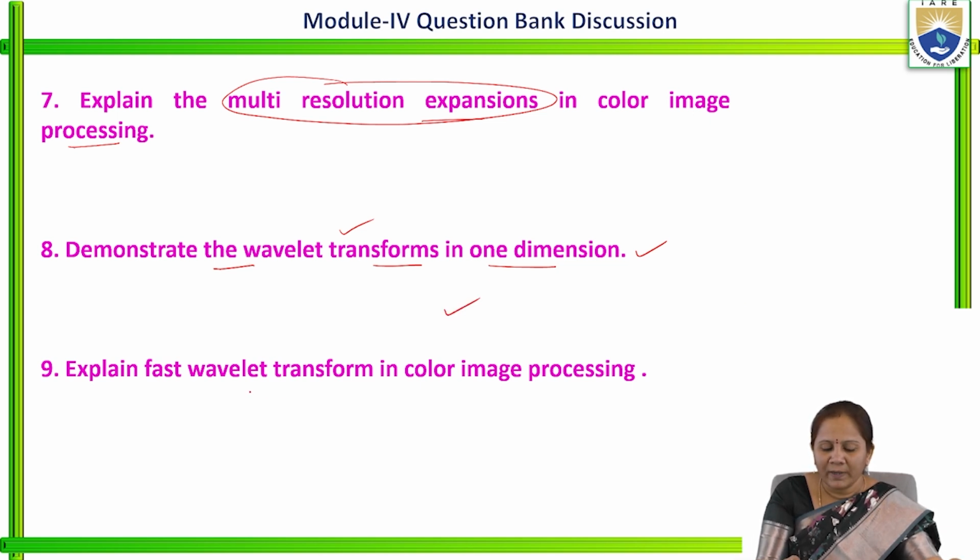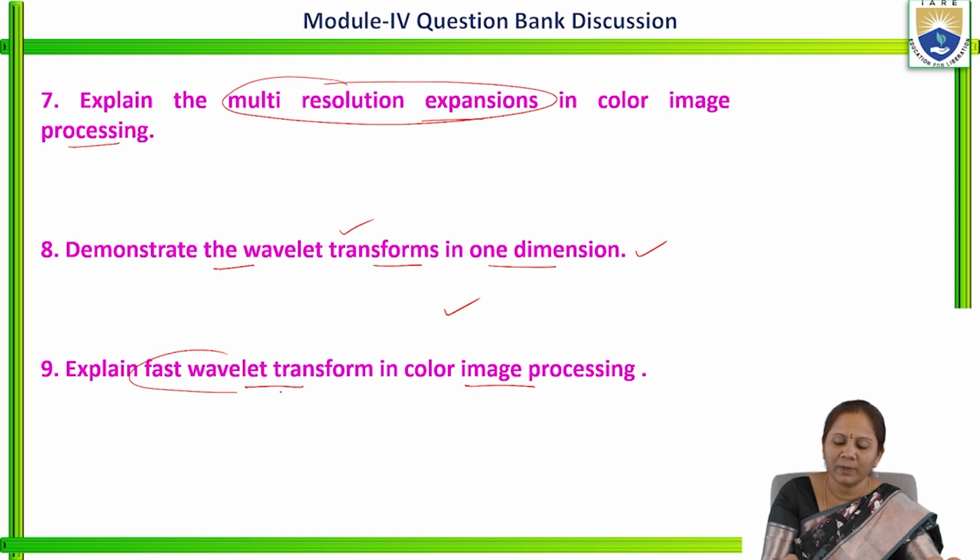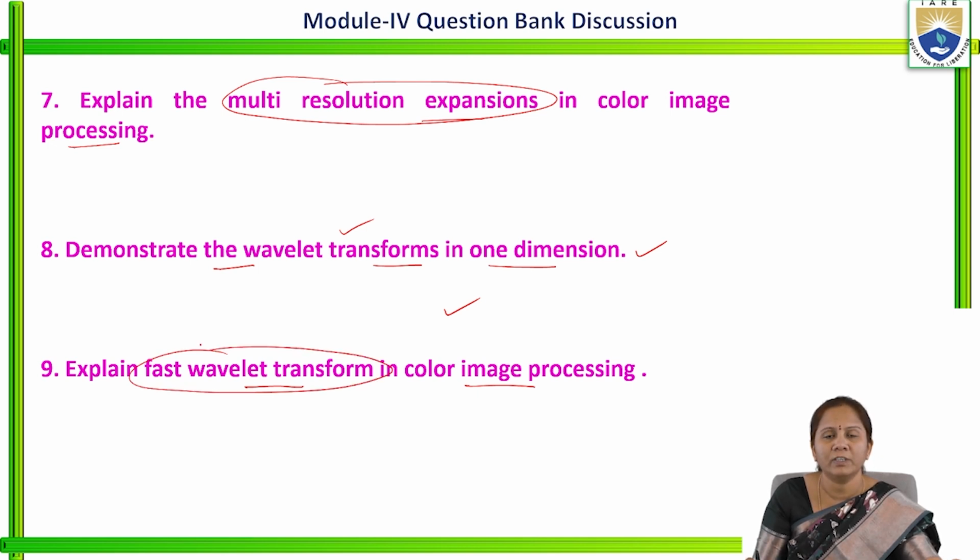And next one is explain fast wavelet transform in color image processing. So here also, while explaining about this fast wavelet transform, some small mathematical formulas will be there. So here we need to consider what actually the wavelet transform is, why we have come for the fast wavelet transform, the computations will be different, and how those computations will be taken, that will be represented in the form of mathematical analysis here. So all those things should be explained.